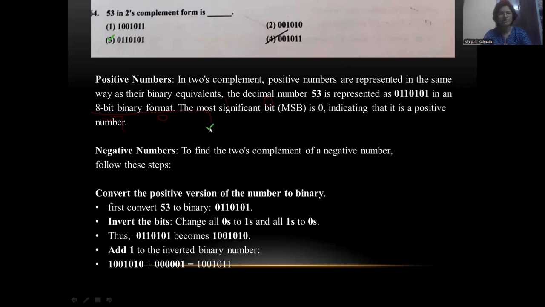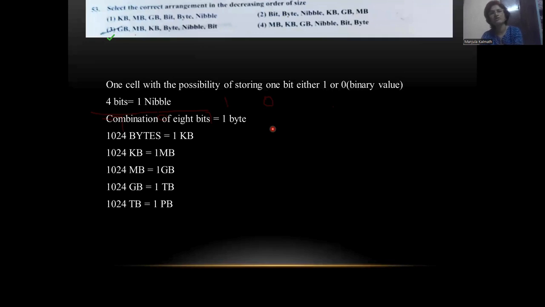And the next question is, select the correct arrangement in the decreasing order of size. So memory size calculation is very, very important here. In this, we have a memory; how it is calculated: the basic unit, the smallest unit of the memory, is 1 cell. That will be considered as 1 bit. So 1 bit is the minimum allocation. In that 1 bit, we will store either the value 1 or 0. That's what, in each cell, we have 2 possibilities.